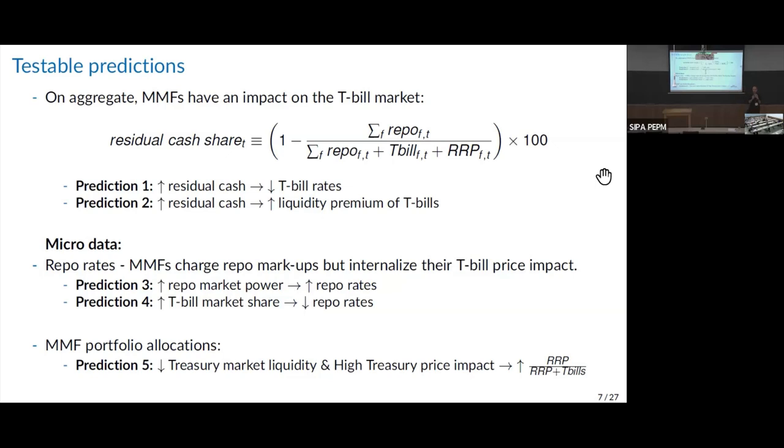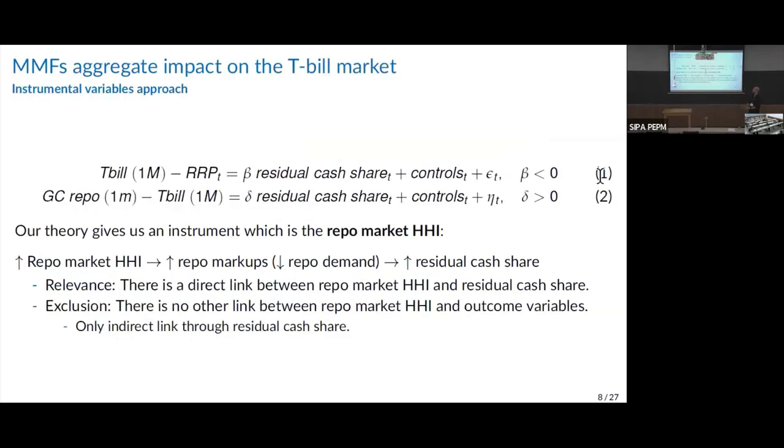So you will internalize, if you set a high repo rate, you will have more money to bring to the T-bill market, but then you internalize the fact that you will have price impact, the T-bill rate will fall. So you already reflect that when you set the rate. And finally, the portfolio allocation: the lower the treasury market liquidity and the higher the treasury price impact, the more the share of your investments in the Fed's RRP. So basically, this is what we invest in.